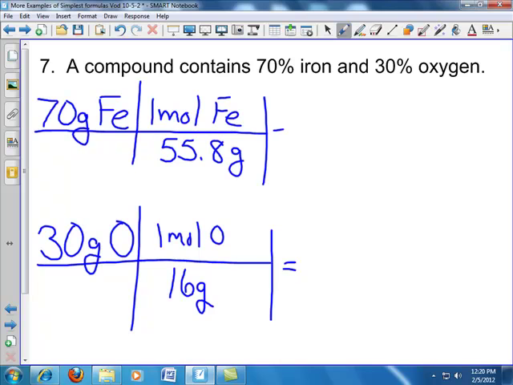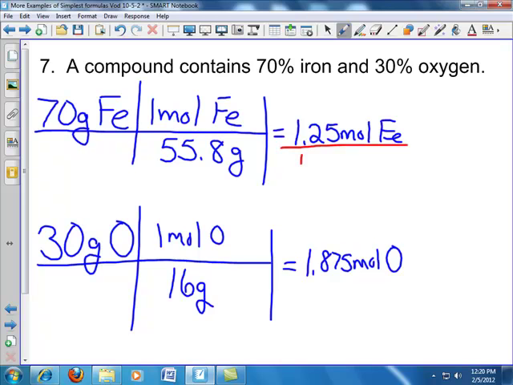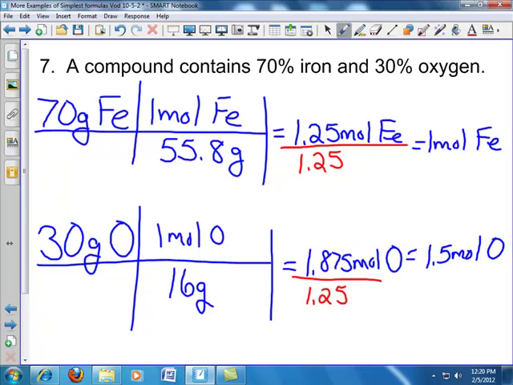And I do the calculations, so this comes out to 1.25 moles of Fe, and this comes out to be 1.875 moles of oxygen. So that was step 2. Step 3, divide each one by the smallest number, which in this case is 1.25. Okay, so this comes out to be 1 mole of Fe, and this comes out to be 1.5 moles of oxygen.